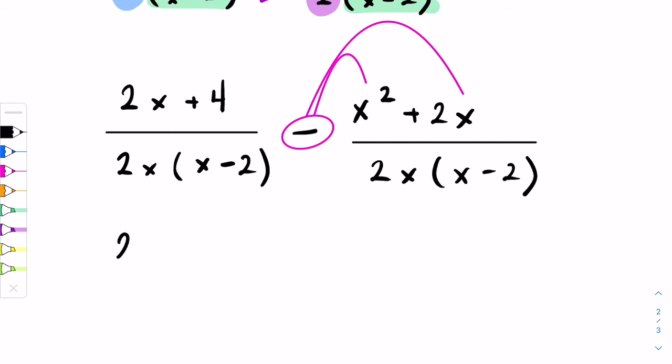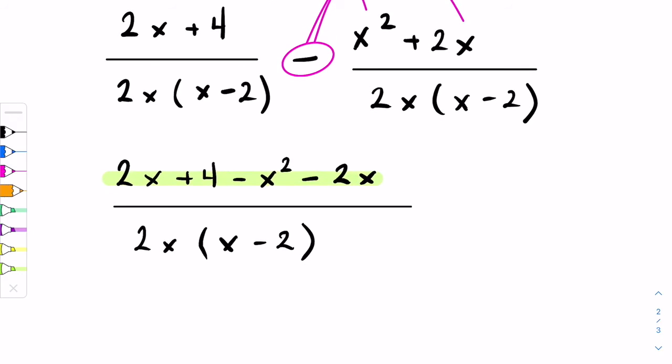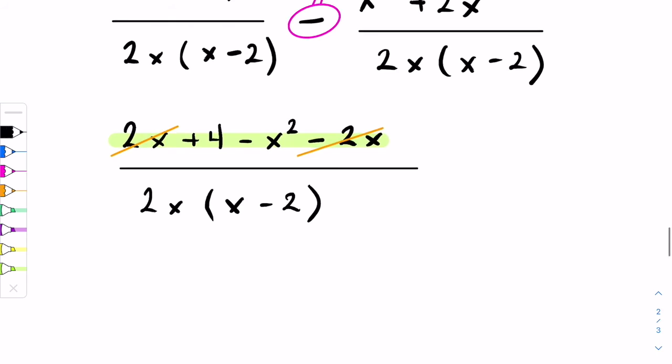When I combine my numerators, I now have 2x plus 4. I am subtracting x squared, but I am also subtracting 2x. And we are dividing by our common denominator of 2x times x minus 2. At this point, you have to simplify this numerator by combining like terms. 2x and negative 2x will be eliminated. We're left with a numerator of negative x squared plus 4 divided by 2x times x minus 2.